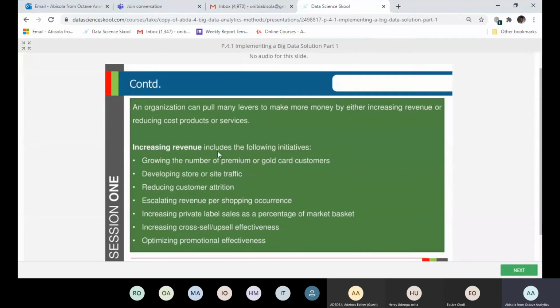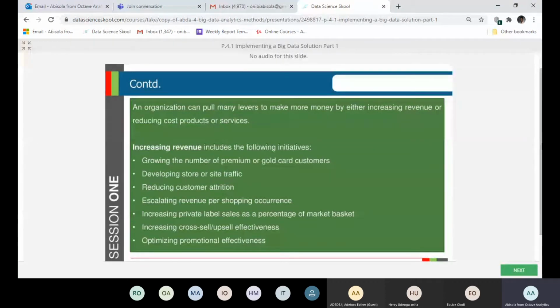Now, increasing revenue can include the following. It can include growing the number of premium customers. You might have some premium customers, and you can find a way to get more of them and ignore the customers that don't bring value to the table. You can develop your store or site traffic. You can find a way to boost sales so that you develop your traffic. You can reduce customer attrition. You can escalate revenue per shopping occurrence. So maybe you can increase the revenue that comes in from each shopping. That is one thing you can do.